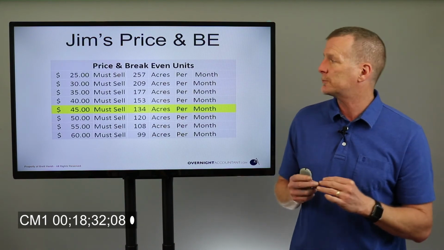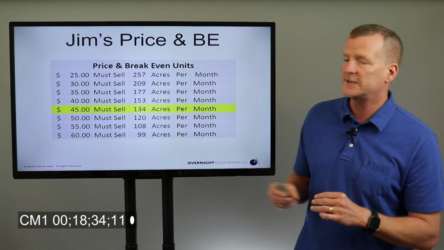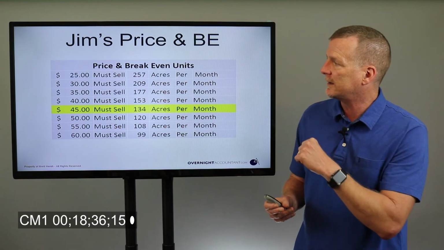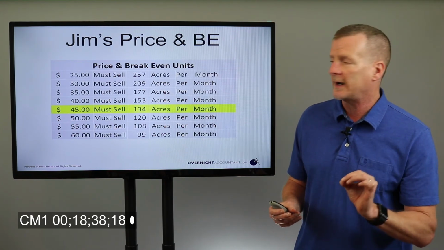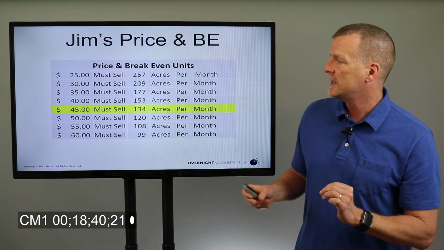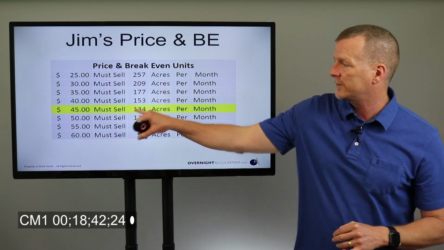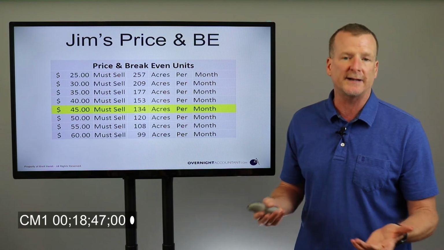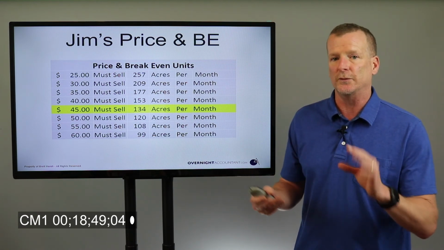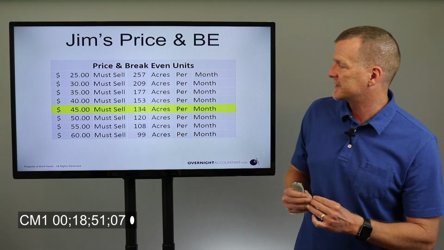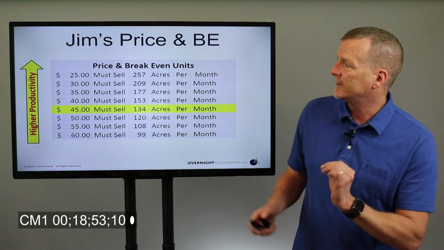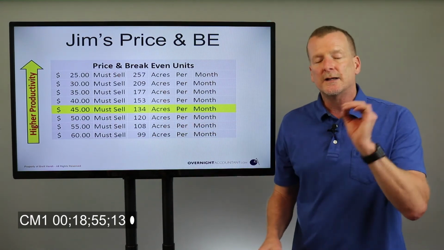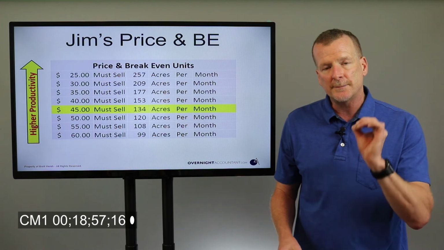All right, so here's Jimmy's price and break even. This is all just to illustrate the different prices, from $25, 257 acres, which is rounded. I used the spreadsheet to calculate this. But you can see where he's at right now. At $45 an acre, roughly, he's going to have to sell 134 acres. It's really 136, but I'm doing rounding here. 136 acres per month. Now, what does this tell us?